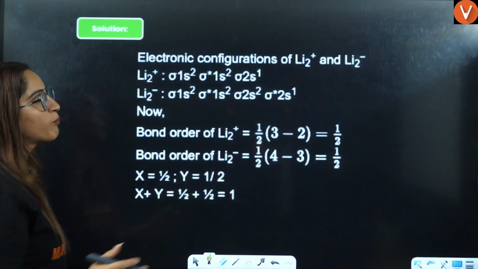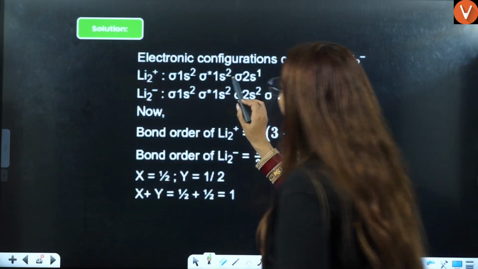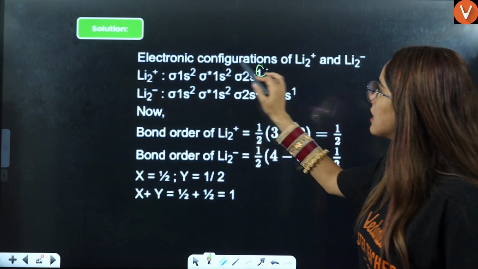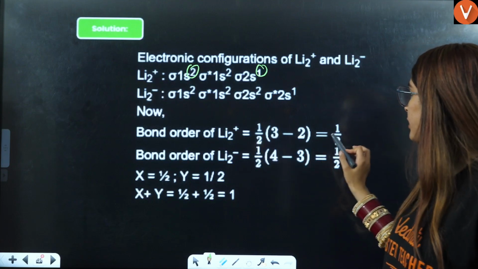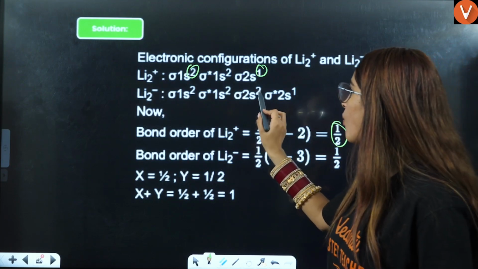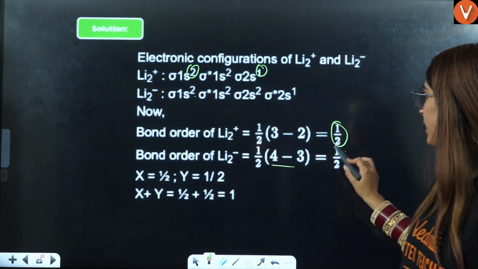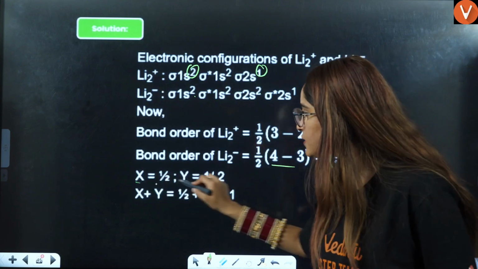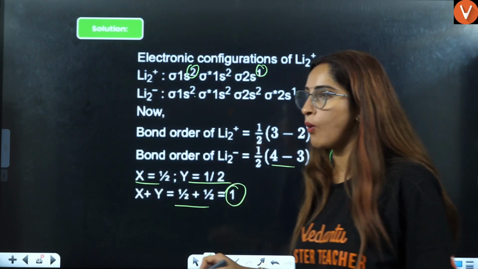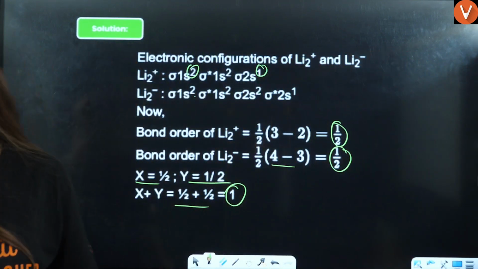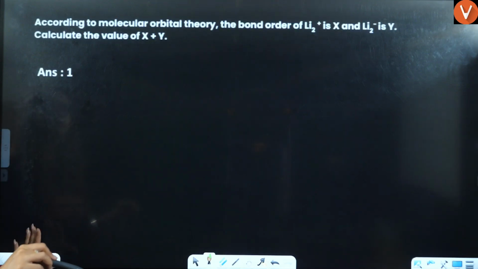Now, talking about the bond order here, it is going to be bonding minus anti-bonding. So, it is 3 minus 2 divided by 2, that is half. It is 4 minus 3 divided by 2, that is half. Right? So, X plus Y is going to be 1 here.